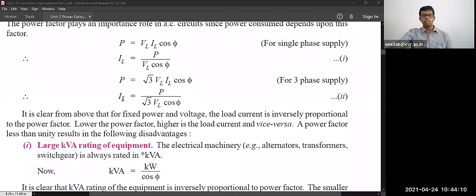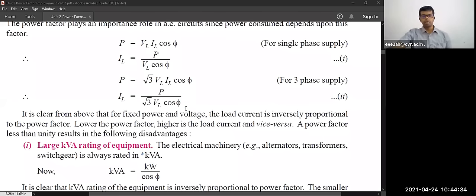So what is the relationship between the load current and the power factor? IL is directly proportional to 1 divided by cos phi. So load current is inversely proportional to the power factor. So lower the power factor, higher the load current.